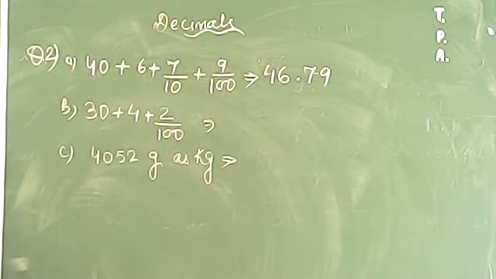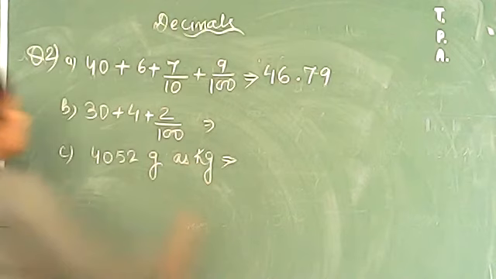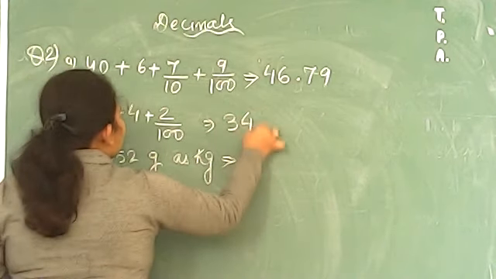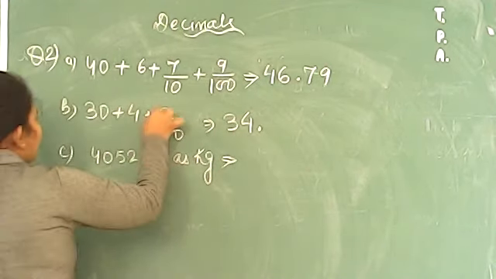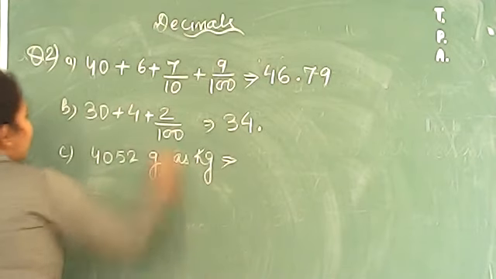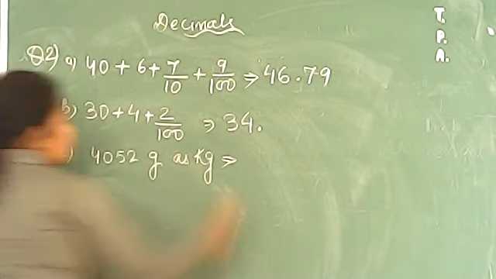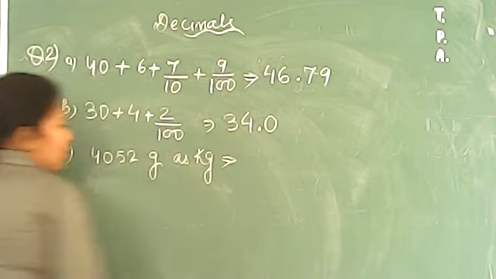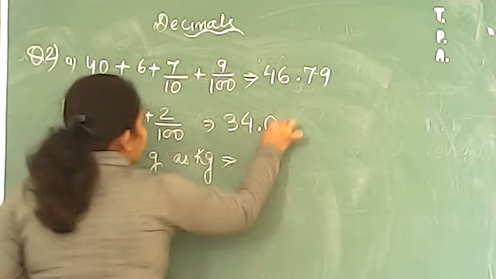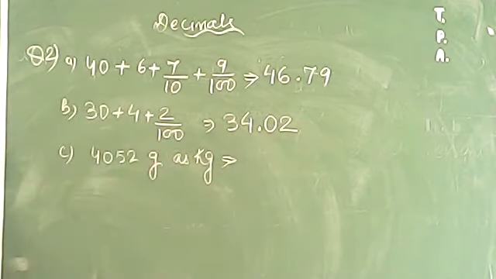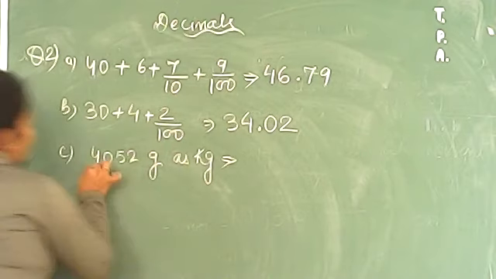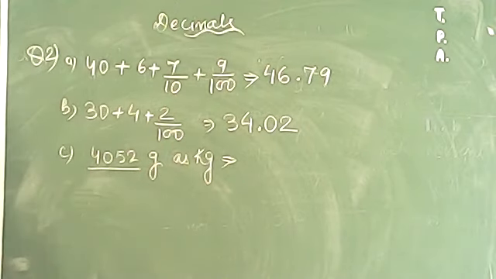Second is 30 plus 4, which will give you 34. In decimal, you have no place of 10th. You only have the place of 100th. So the 10th place will now be 0, and the 100th place would be 2. So your answer would be 34.02.